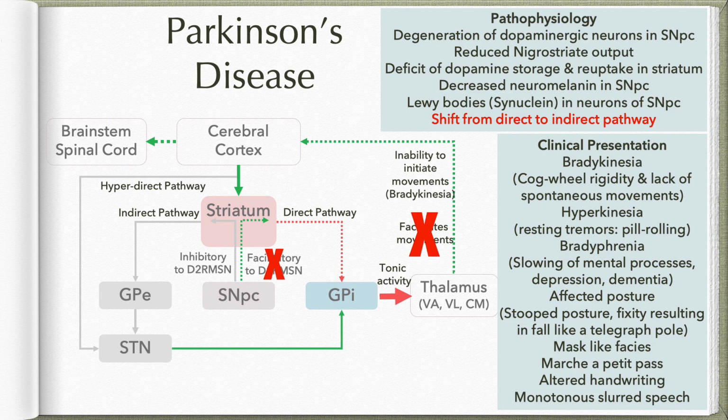The second feature is hyperkinesia in terms of resting tremors. So the patient will show pill rolling type of movements, usually seen first in one limb, then it will slowly spread to the remaining 3 limbs, one after the other. So these are resting tremors. So when a patient is sitting at rest, he will show these tremors. The minute he begins to act to do something, the tremors will disappear.